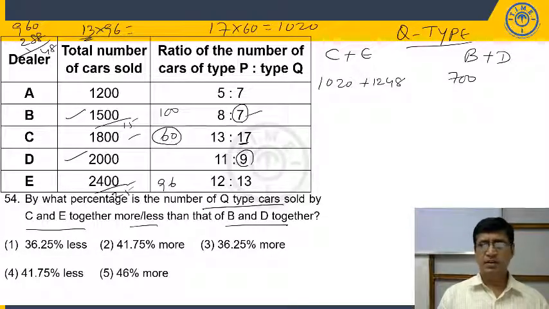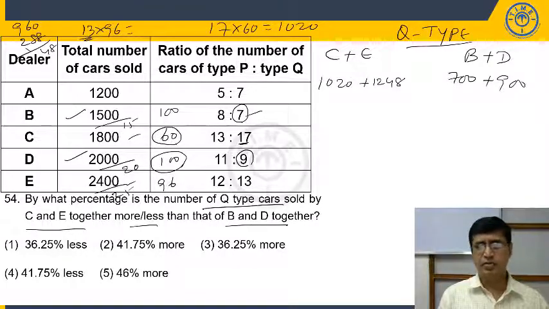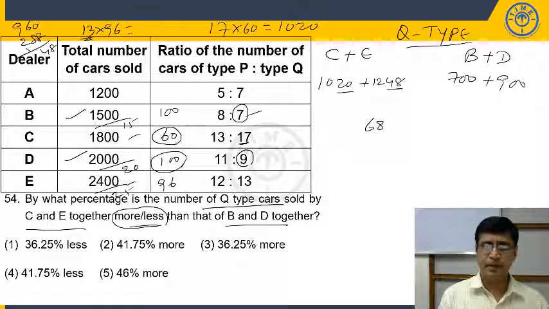What about D? The value of D here, if you observe, the sum of the ratios is 20. 2000 by 20 means 1 part is equal to 100. 9 parts means 900. Now the sum of these two, 20 plus 48, is 68. 10 plus 12 is 22. Adding these two values, zeros as it is. Now 9 plus 7 is 16.